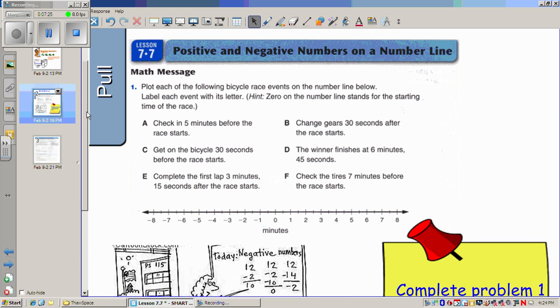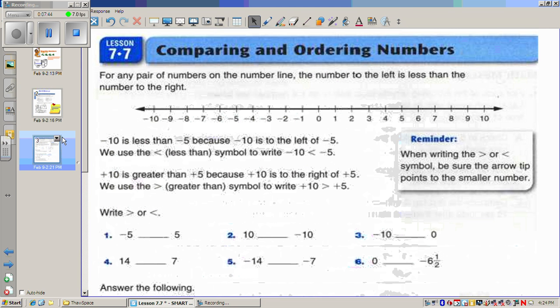Remember, the negative I said was before the race, 0 is the actual start, and then anything to the right of 0 means after the race has already started. So we already did A, you're going to put B, C, D, E, and F on the scale, or on the number line for me. Bring that in. And then finally, I just want you to do 1 through 6 because I think that I'm going to confuse you more if I say too much more about it right now. I want to make sure that you're understanding it.